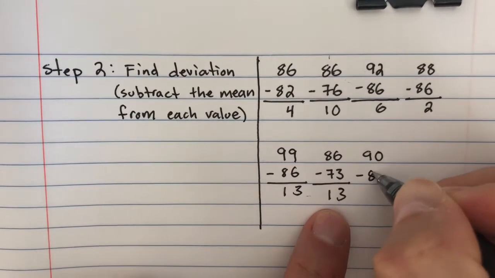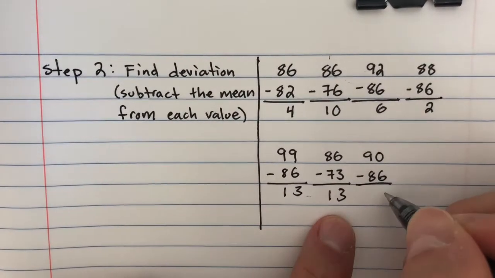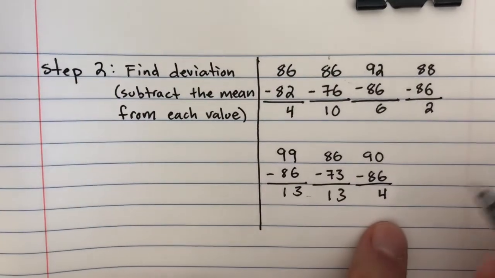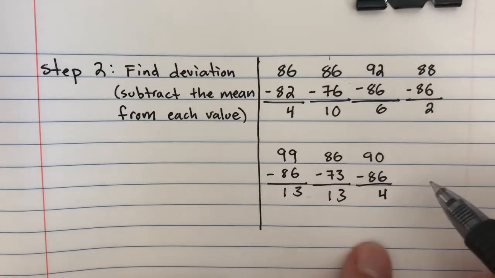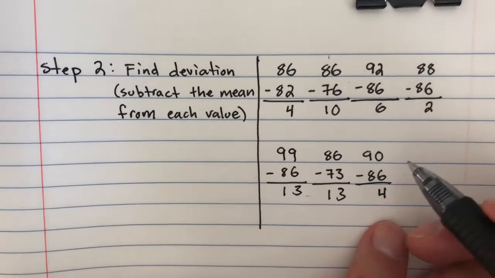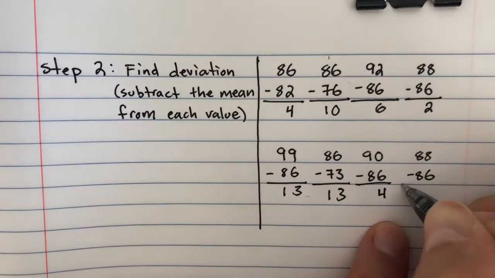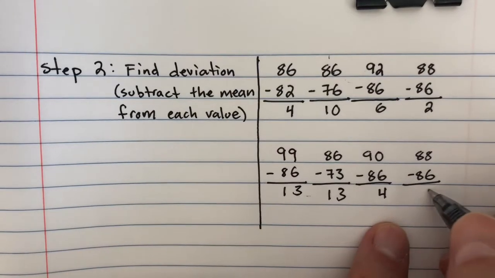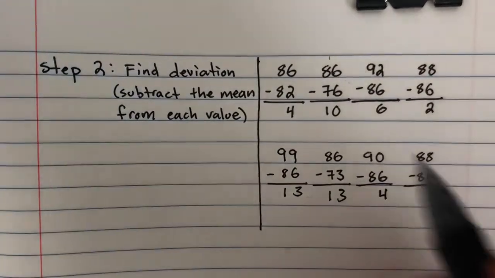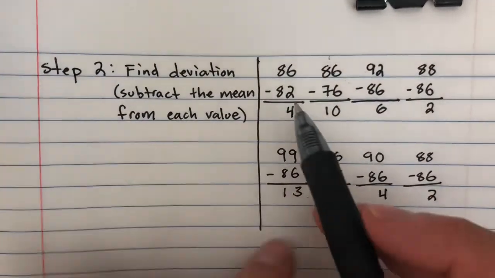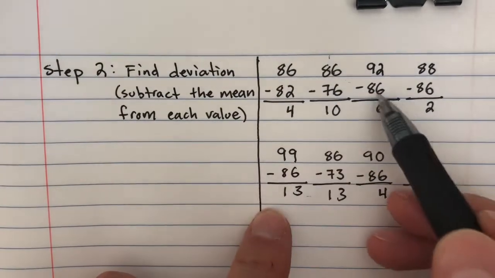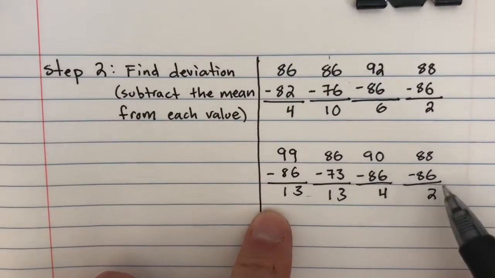I'm going to subtract the mean from 90, and I get 4. And then my last value, because you can see there's 8, right? So here's 7, I get one more, 8th value, is 88, and we've already subtracted that. It's 2. 88, subtract the mean is 2. And you can see throughout each subtraction problem here, I've got 86 eight times.